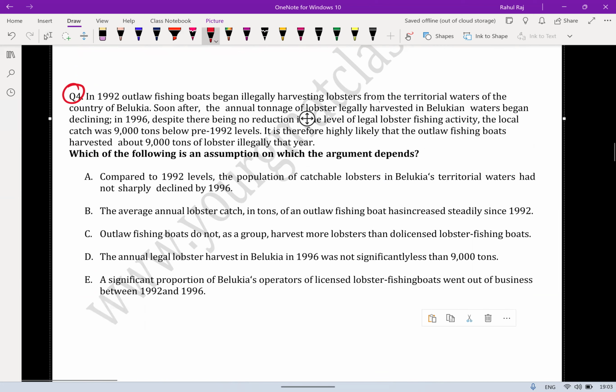Can we do this question? Take 3 to 4 minutes. You can take 5 minutes for this question. It's a pretty beautiful argument. It will revolve your brain completely. Please try.